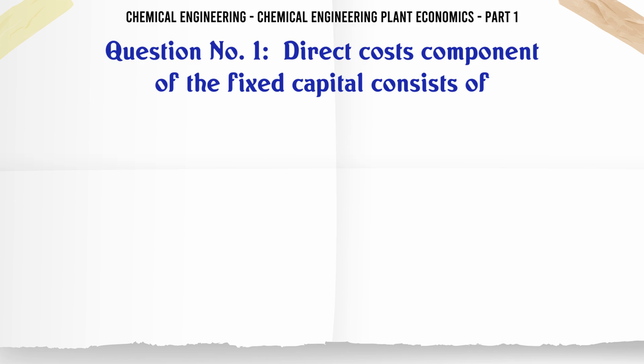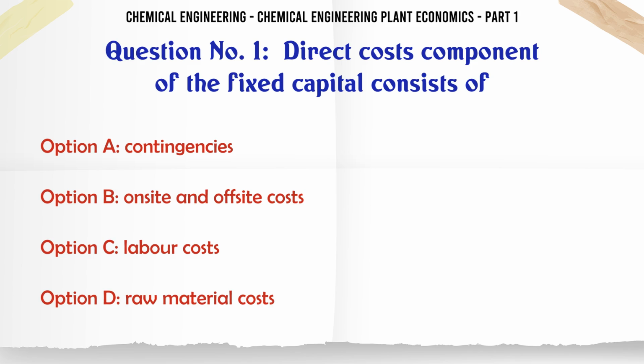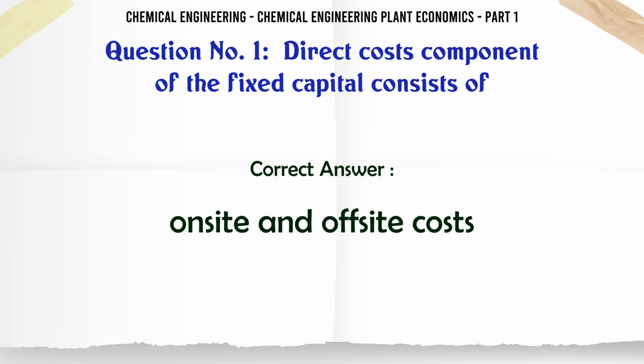Direct costs component of the fixed capital consists of A. Contingencies, B. On-site and off-site costs, C. Labor costs, D. Raw material costs. The correct answer is on-site and off-site costs.